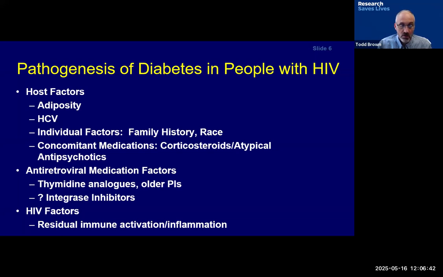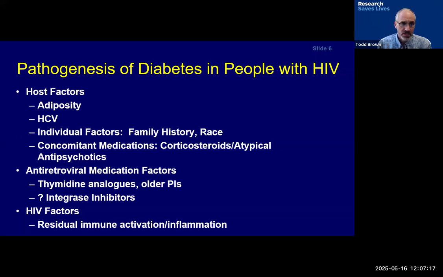Regarding antiretroviral medication factors, I think of these in two groups. One is groups of medications that we don't use anymore, but have legacy effects. These include thymidine analogs, so stavudine. People who have severe lipoatrophy from stavudine, it doesn't really go away, even though people have been off it for many years, and that sick fat that's left behind can cause metabolic problems. Older PIs also probably played a role in the pathogenesis and may set people up for future diabetes.